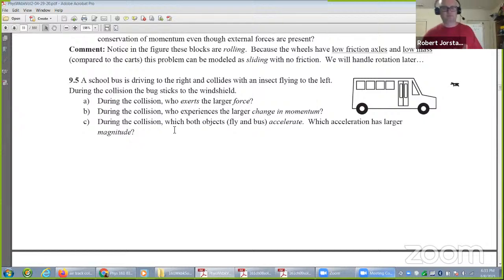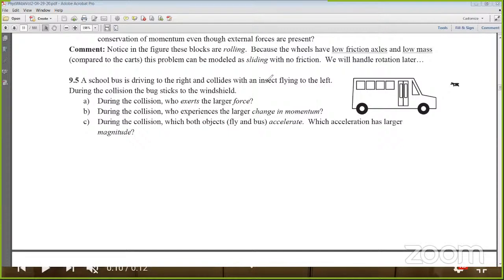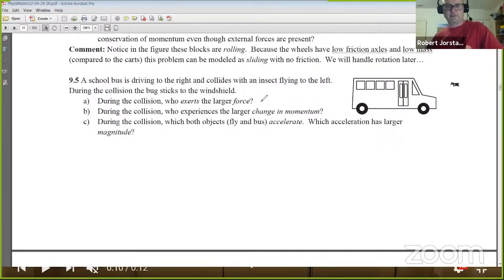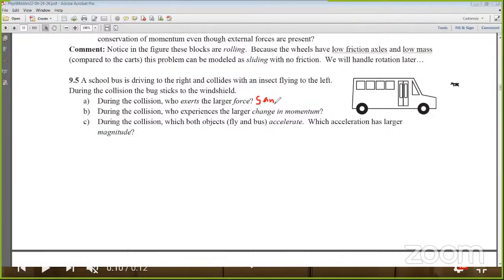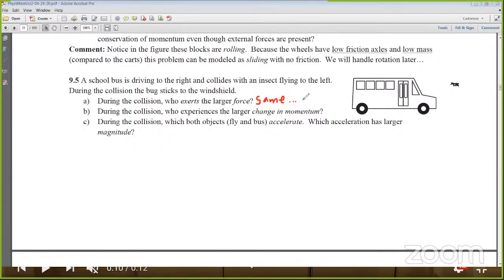All right. During the collision, you've got this bus and an insect. Which one's exerting more force? Neither. It's the same. What's the principle that guides your reasoning there? You're right, because when it sticks, that reminds me of the perfectly inelastic situation we were just reviewing earlier. That's true. I was looking for a physics principle. Newton's third law.